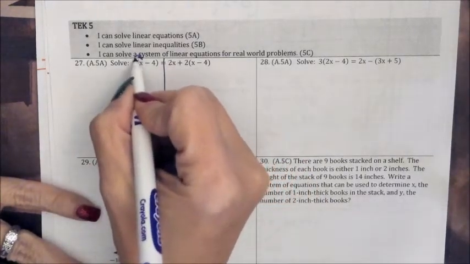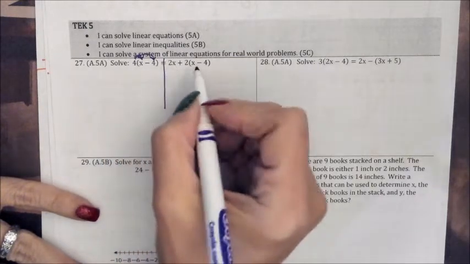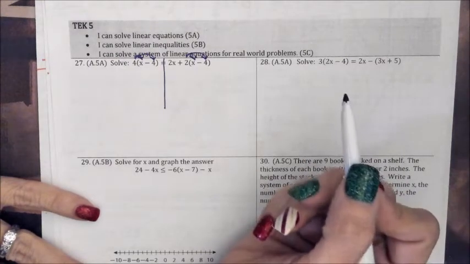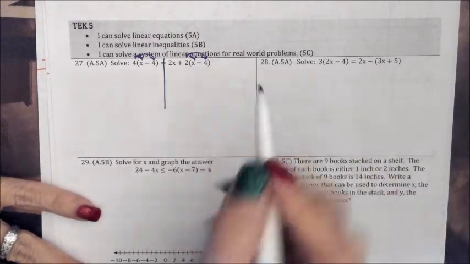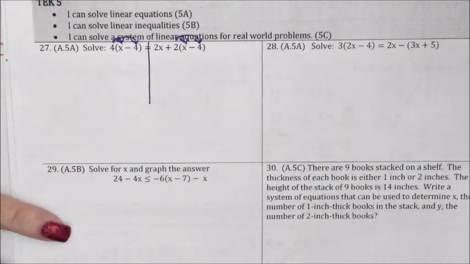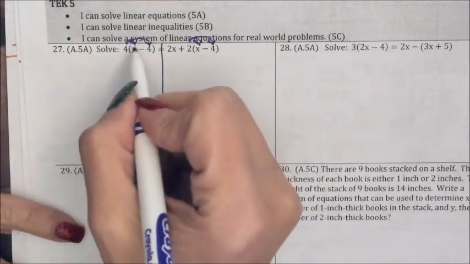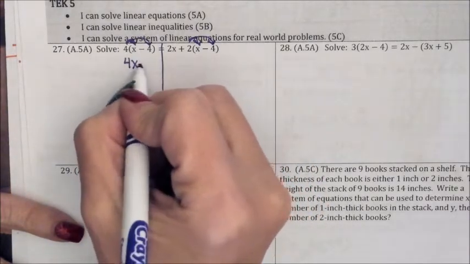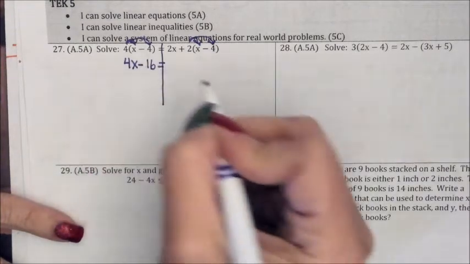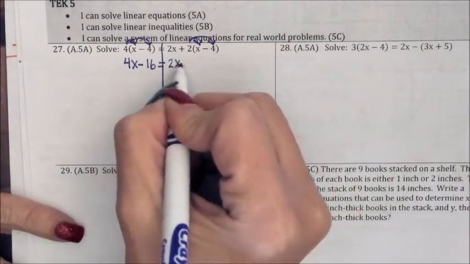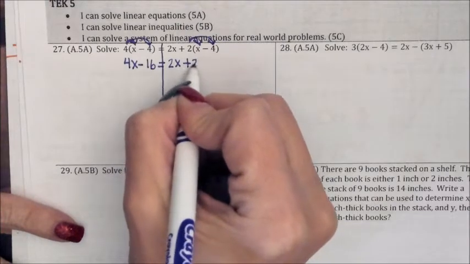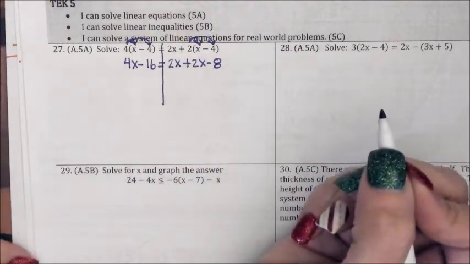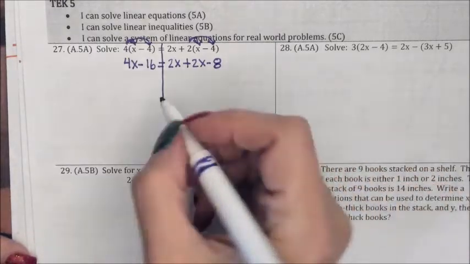Hippity-hoppity, distributive property. I'm going to give you a second to do that. Remember, this 2 is going to go here. Okay, I'm going to start working too, but you keep working. 4 times x will be 4x. 4 times negative 4 will be negative 16 equals 2x. 2 times x will be 2x. 2 times negative 4 will be negative 8. Combine like terms that are on the same side.